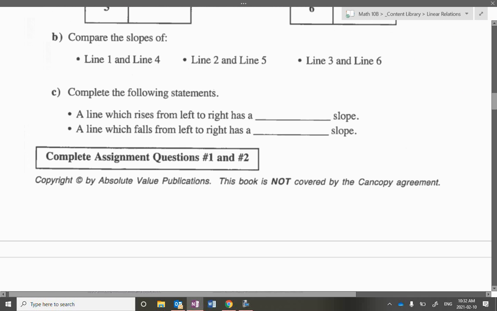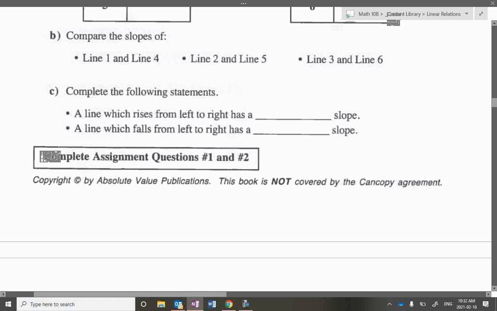So at the very bottom, a line which rises left to right has a positive slope. A line which falls left to right has a negative slope.